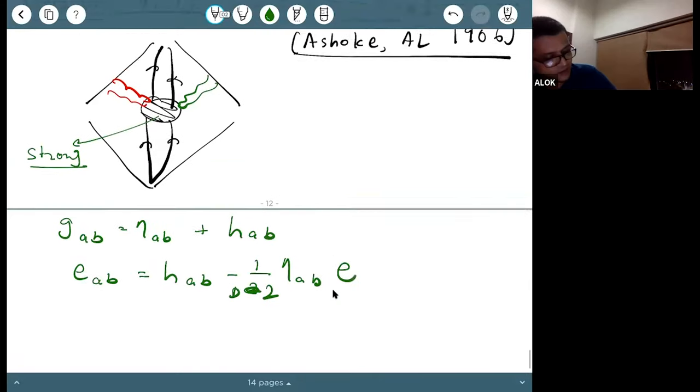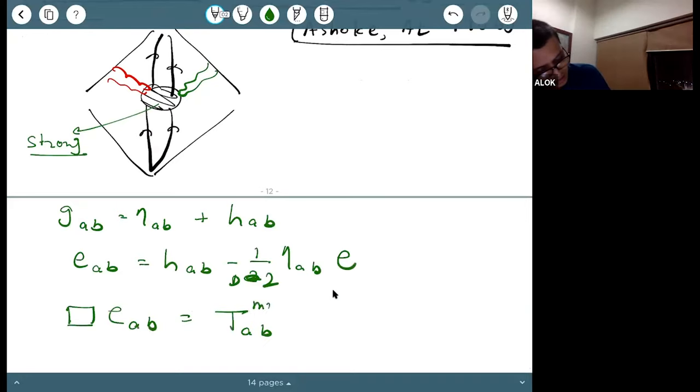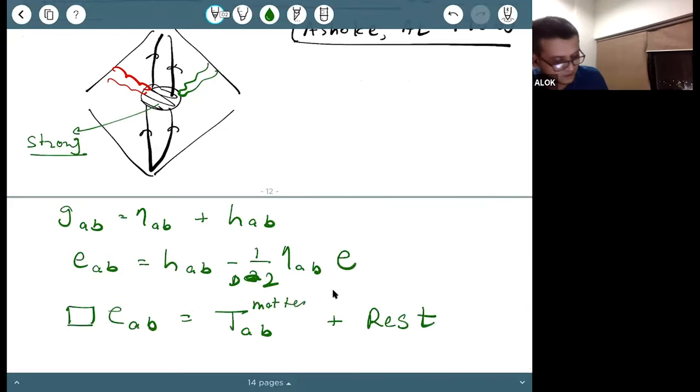And then we can write Einstein's equation as box E_AB equal to T_AB of matter plus whatever else was there on the gravity side that we just put here on the right hand side. And this rest, maybe I just call it T_AB. Maybe a little bit abusive notation, but just call it T_AB gravity.